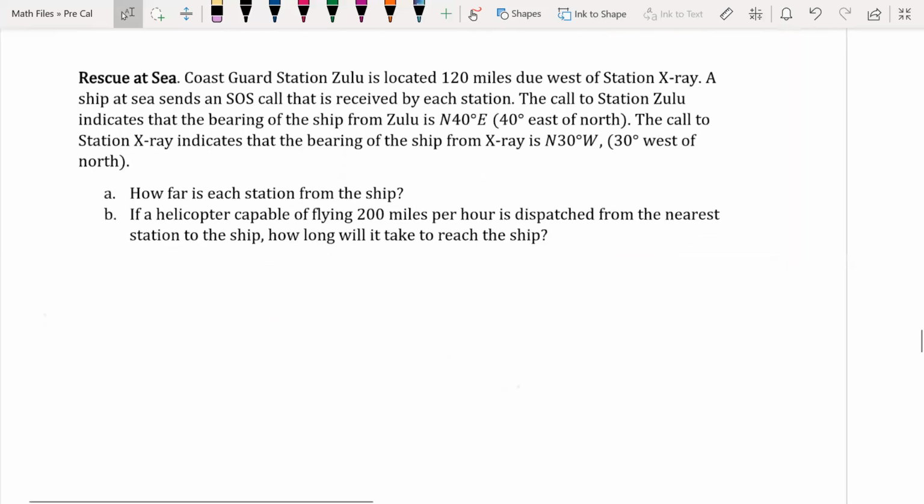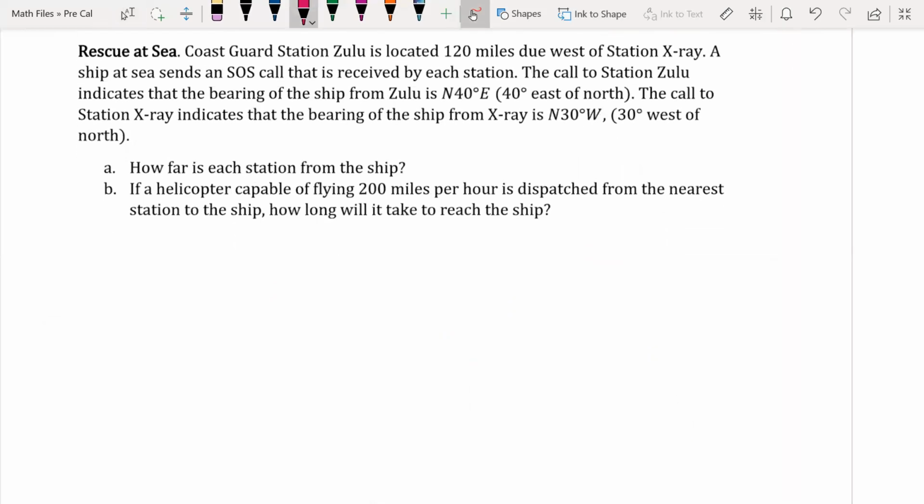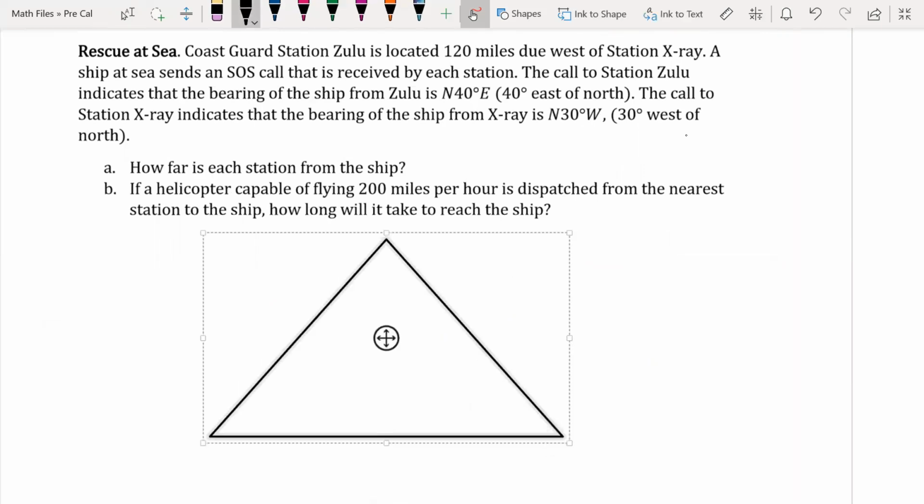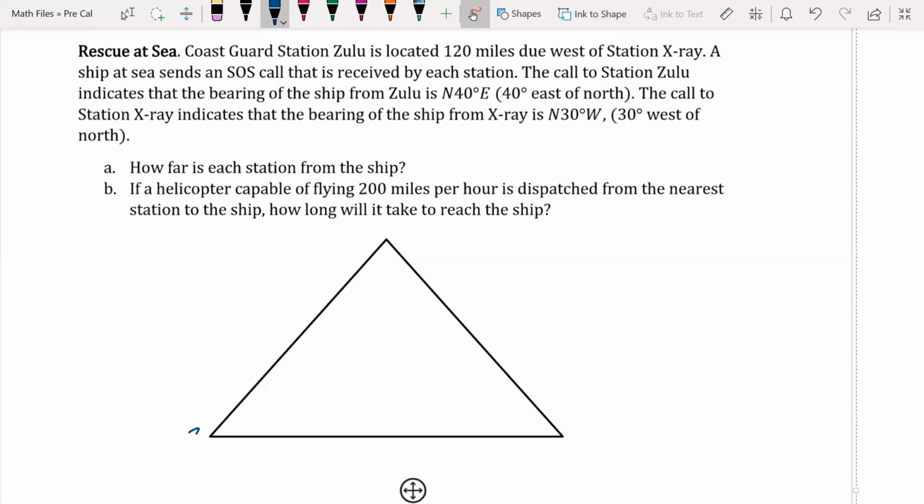All right. So it's all about the diagram here, right? I'm just going to have such a bad time with these word problems. So first off, we know we're going to have a triangle. Okay. And now what we know is that Zulu is located 120 miles due west of X-ray. So that's going to be side C. Good. So there's Zulu, here's X-ray, and they are 120 miles apart, right?